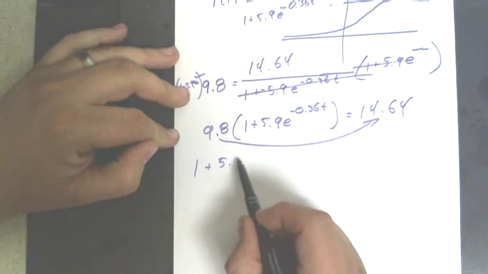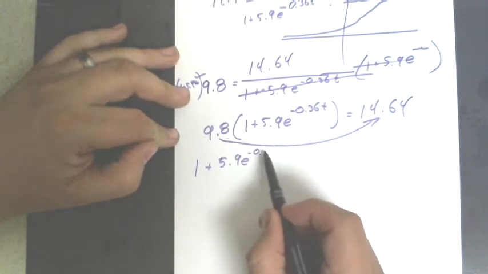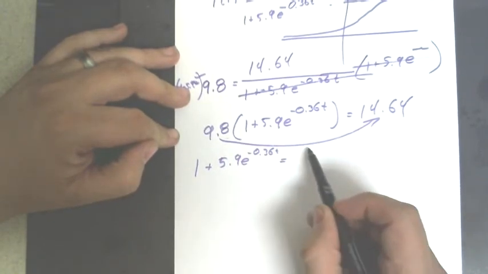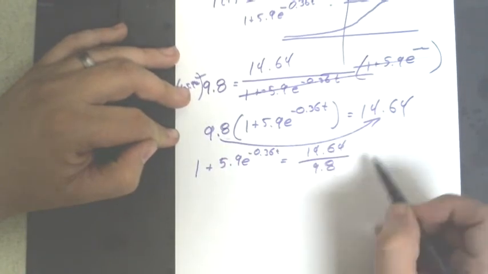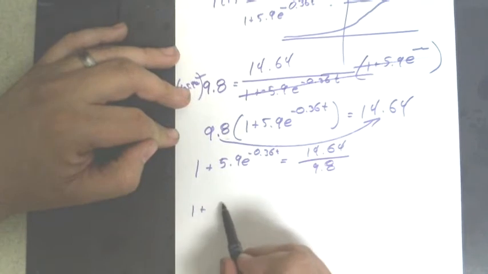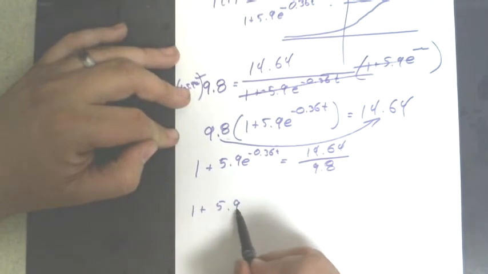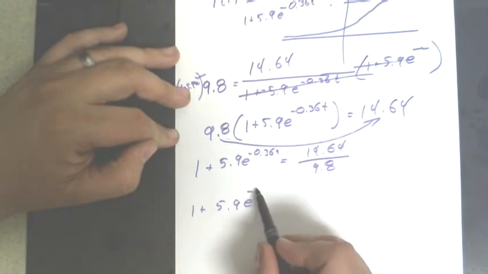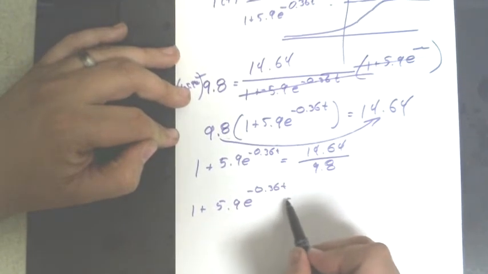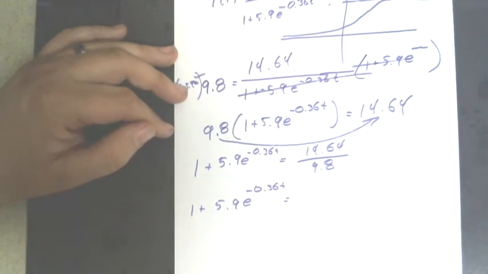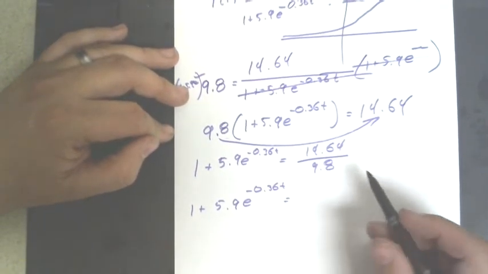1 plus 5.9 e to the negative 0.36t equals 14.64 divided by 9.8. Get a number for that. 1 plus 5.9 e to the negative 0.36t equals whatever that value is. Do I know what that value is? Can I look that up? Oh, can I do it? 1.494.